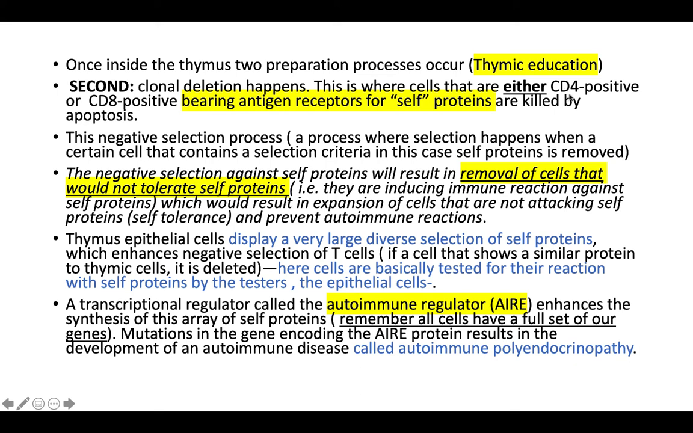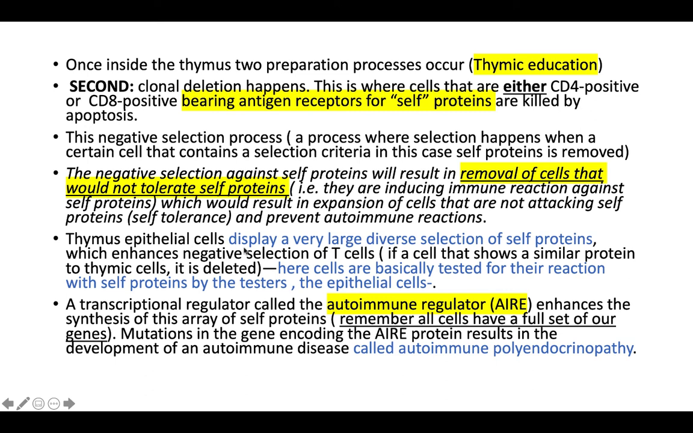يعني إيش هون إذا كانوا في CD4 committed or CD8 committed doesn't matter, if you react to self proteins you are killed. Then this negative selection process contains a selection criteria, هم حكينا عن the negative selection against self proteins will result in the removal of cells that would not tolerate or that would react to self proteins. So they are inducing an immune reaction against self proteins. معناته هدول الخلايا اني ما بدي اياهم. Okay, that's what we said.